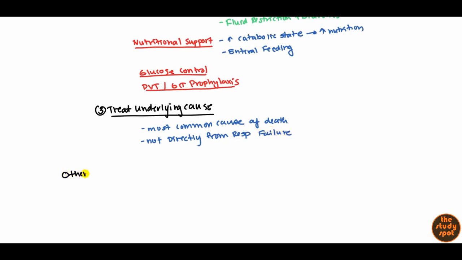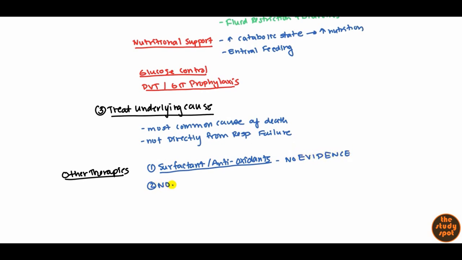Now, because it's a very serious condition with a very high mortality, there are other therapies that have been tried. One has been the use of surfactants and antioxidants. Right now there is no evidence whatsoever to do this, so don't do this, I guess. Also the use of nitric oxide, prostacyclin, and prostaglandin. The idea is you're trying to dilate the bronchial airways. However, studies have not shown any improvement in the final outcomes, so it's not necessarily useful at the moment.